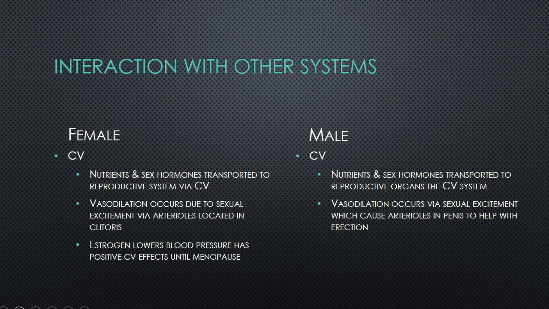So women have a protective effect of estrogen, and then once menopause occurs, your myocardial infarction risk is the same as a man's. In the male system, again, nutrients and sex hormones are transported to your reproductive organs via the cardiovascular, and then they have vasodilation in the penis, which will help with erection.